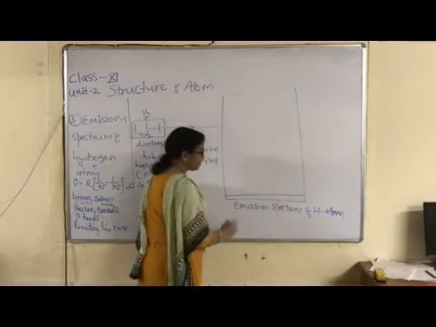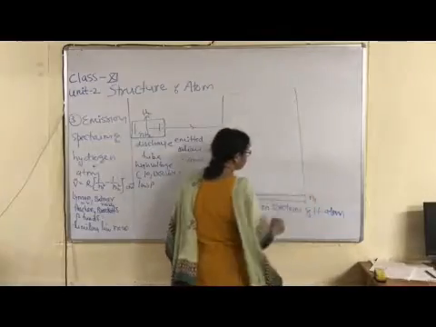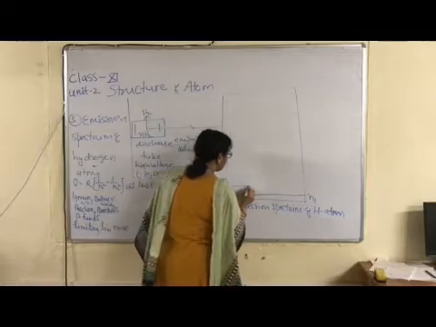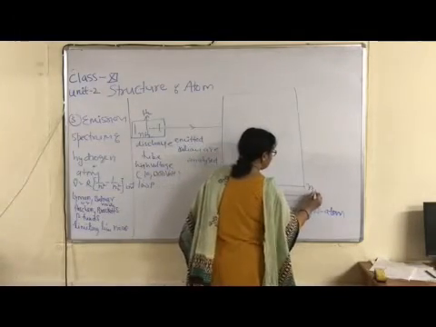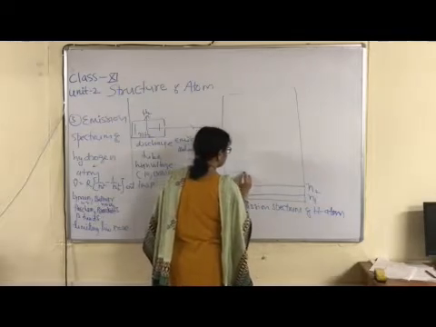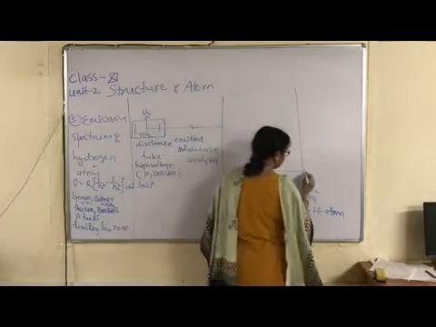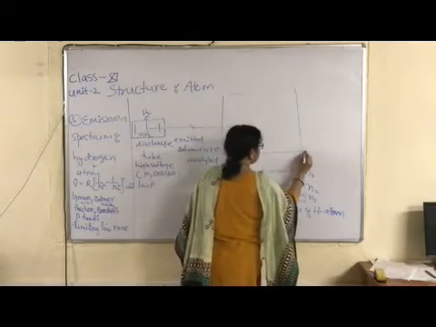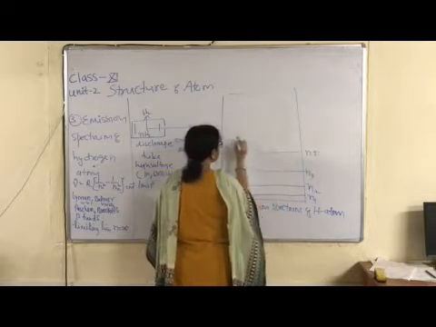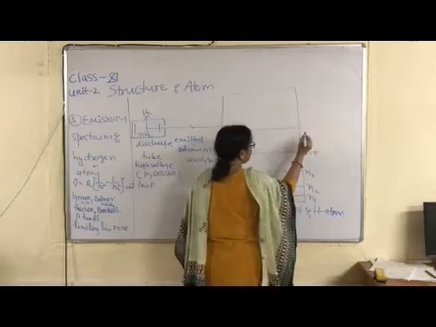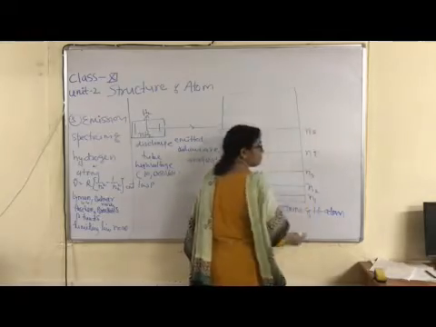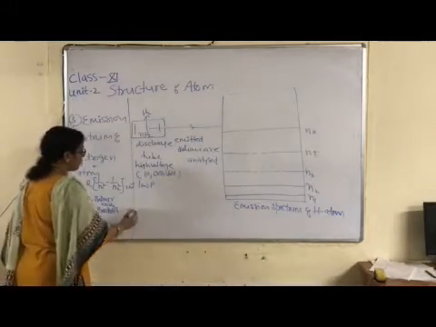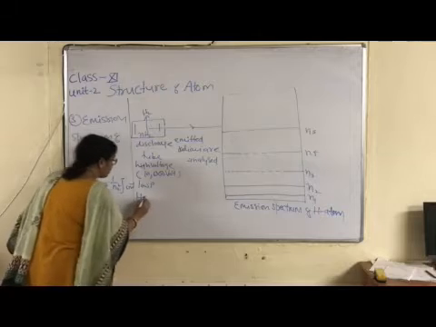This is the lower energy level, which is given as N1. Next, higher, N2. Next one, N3. N4. The next one, N5. Right? This is the increasing order of energy level. So what happens, children, when heating is done or at high voltage?